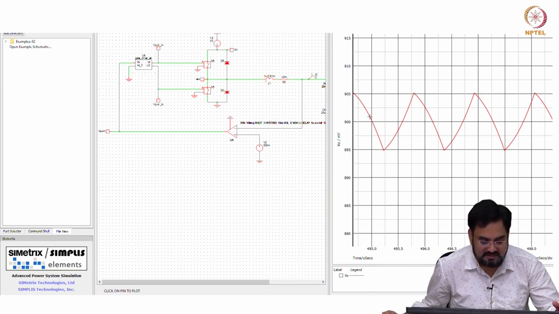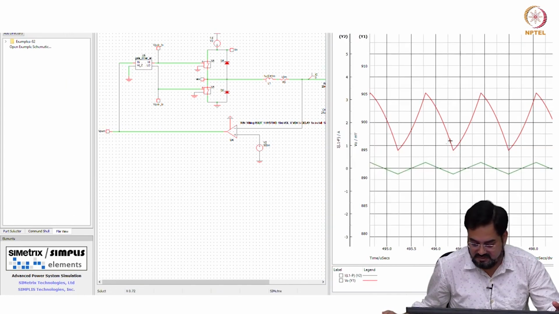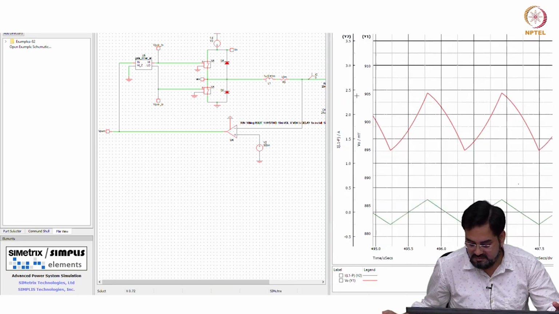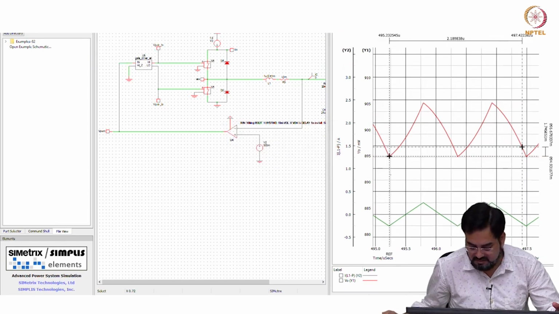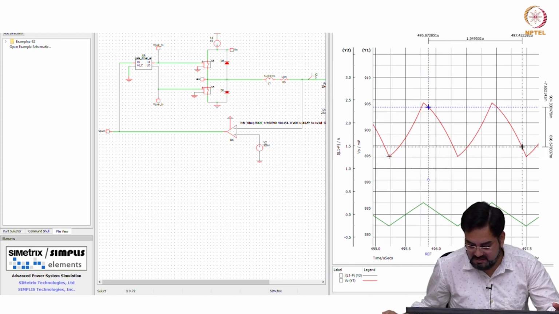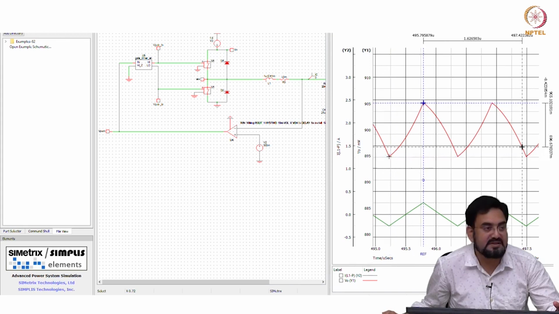Probe current in device. Now you can see here, so the valley is coming at valley and peak is coming at peak. Let us look at frequency.